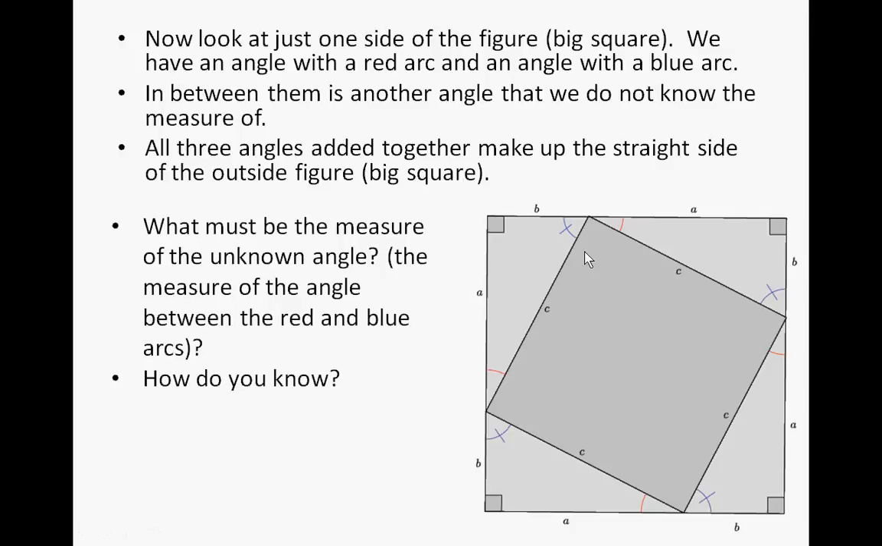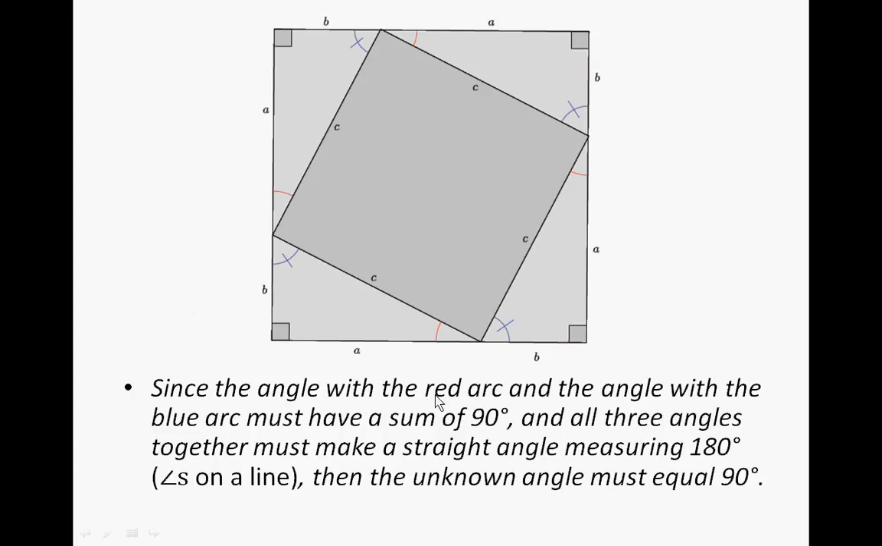What must the unknown angle measure be? And how do we know that? Well, it's got to be 90 degrees. Because if we have a red arc and the blue arc has to have a sum of 90, then the remaining arc also has to have a sum of 90 degrees. Because a straight angle, or angles on a line, have to equal 180 degrees.